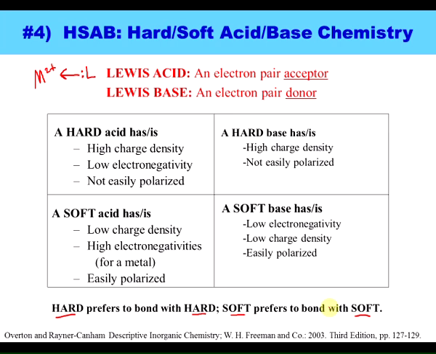But a soft acid or base has a very fluffy electron cloud. It's easily polarizable, and typically you're going to have low charge density. Since you're not going to have a high charge to keep everything concentrated, with a lower charge you're going to have a more diffuse electron cloud. And so on the next slide we'll give you some examples of some hard and soft acids and bases.